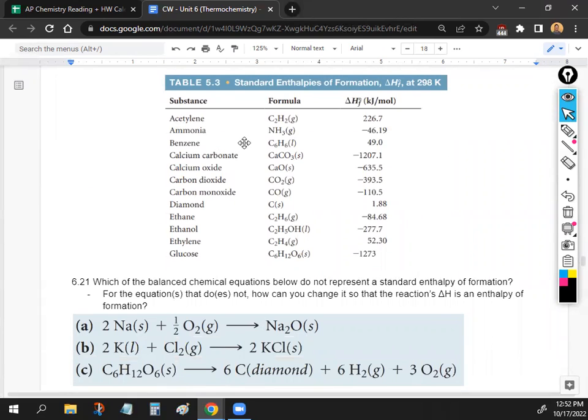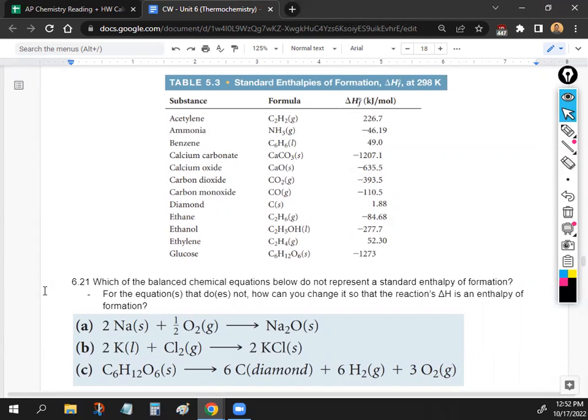Okay, so in your class workbook, you have this table. This is what we're gonna be using for our practice problems today. You guys don't need to copy it down or memorize it. I'll be honest, I don't have it memorized other than like oxygen, hydrogen, carbon. But based on what you know about enthalpy of formation, I want you guys to take a look at 6.21.